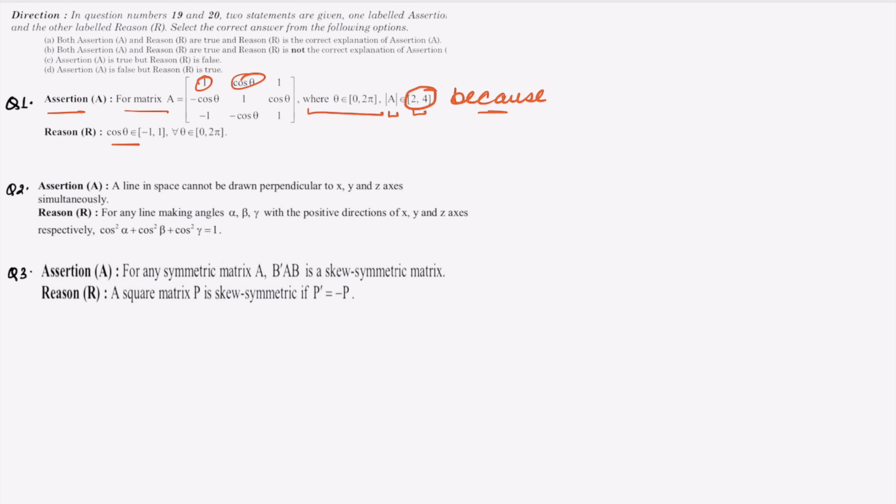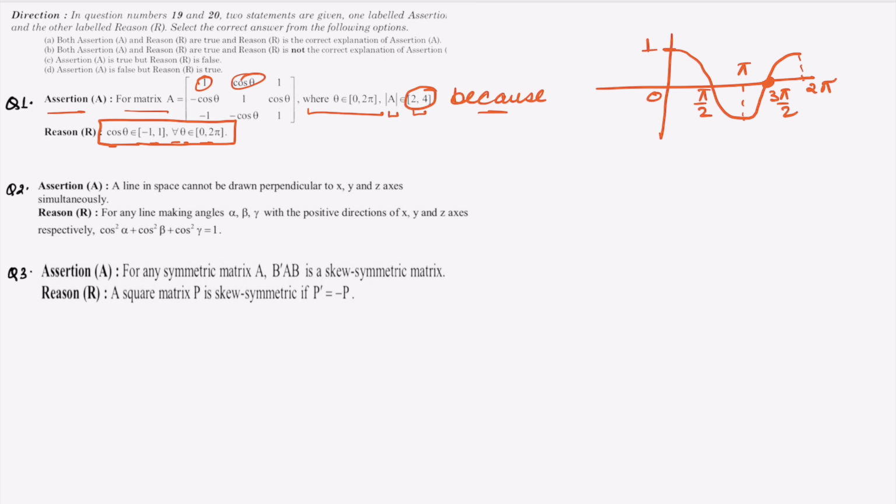Because cos theta belongs to minus 1 to 1 close interval for every theta belongs to 0, 2 pi close interval. Okay, let's see cos theta when theta belongs to 0 to 2 pi. So we know the graph of cos theta, that is like this. This is 0, this is pi by 2, this is pi, this is 3 pi by 2, and this is 2 pi. And on the y-axis, this is 1, and this is minus 1.